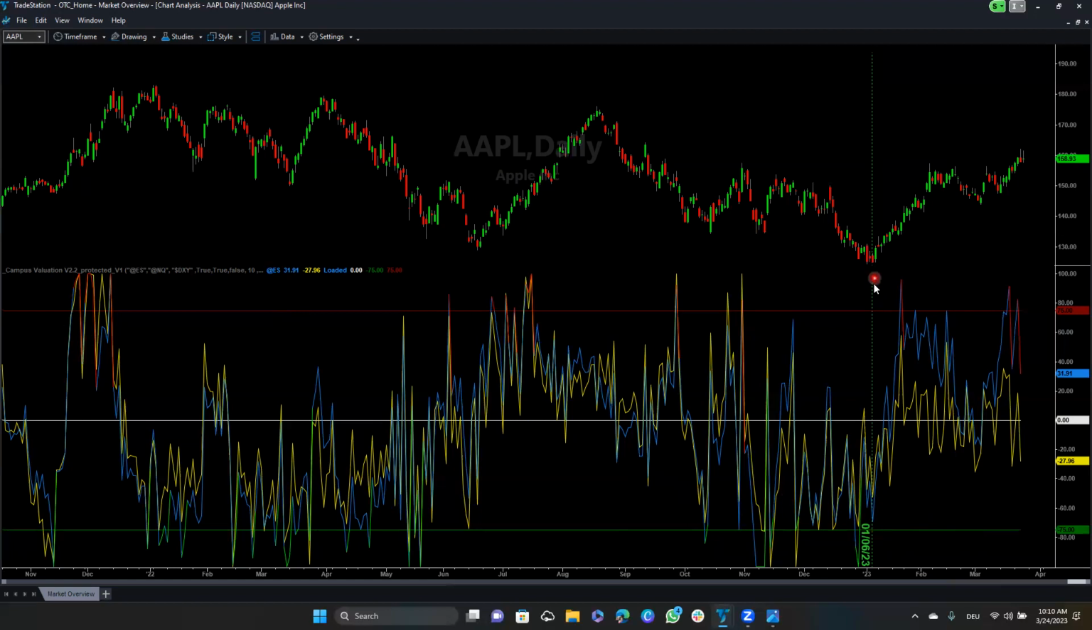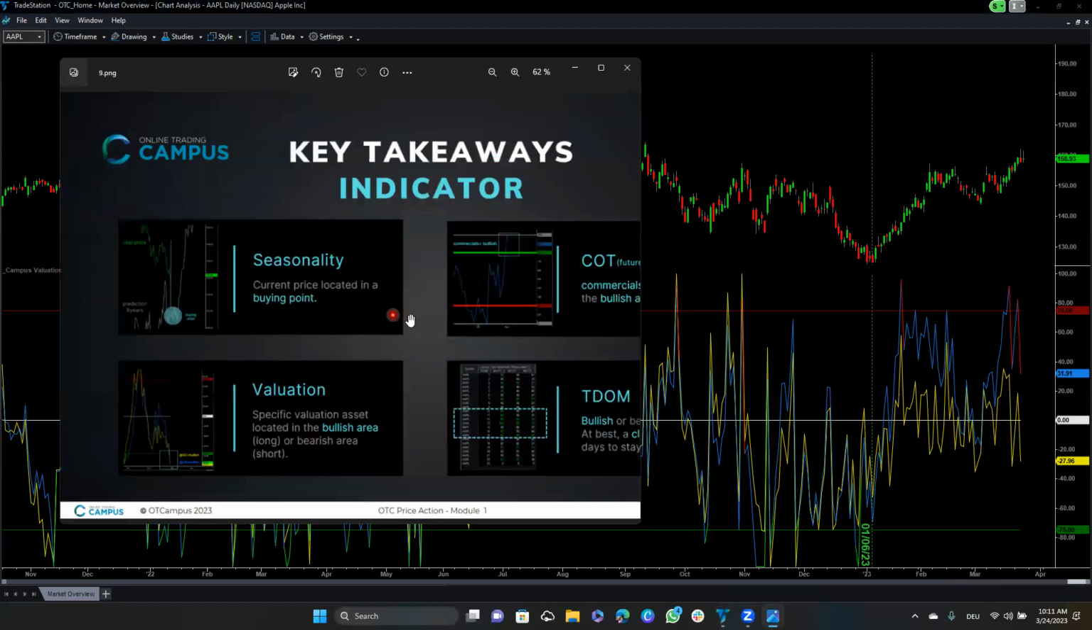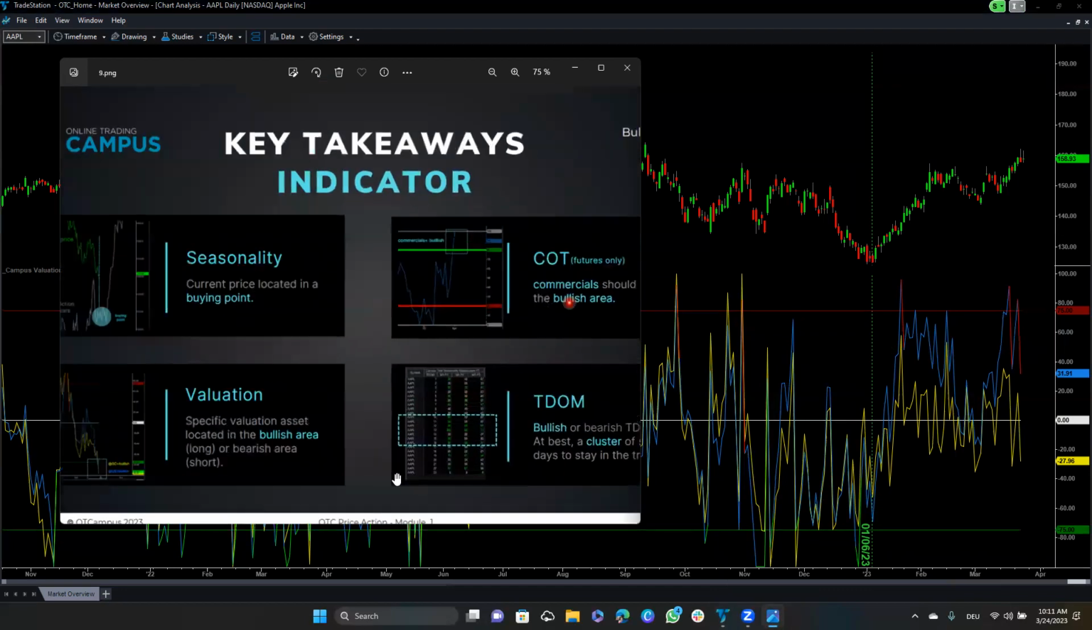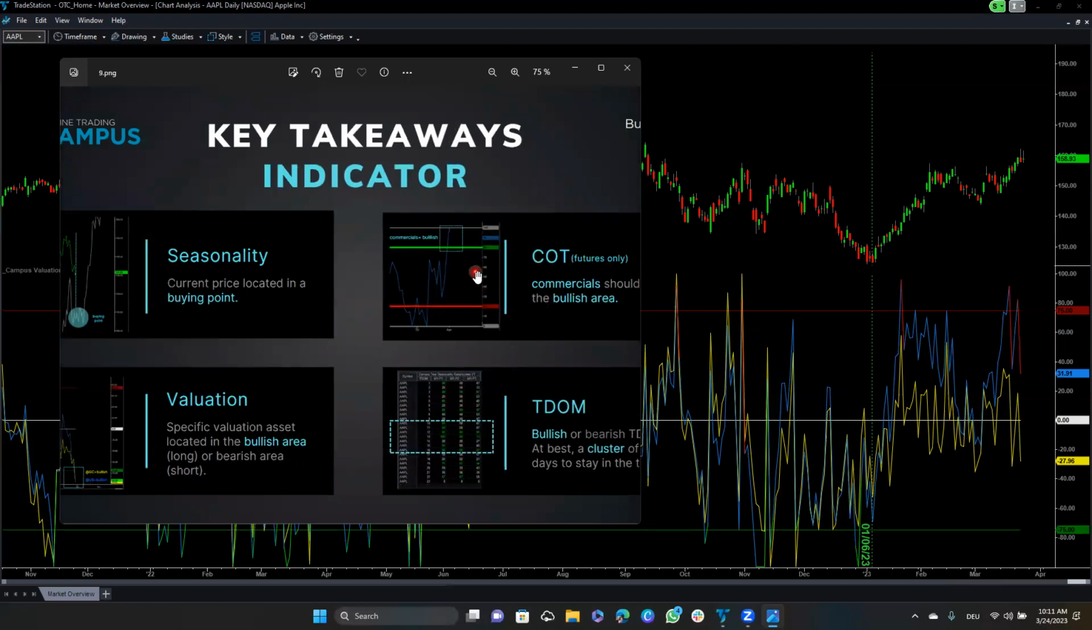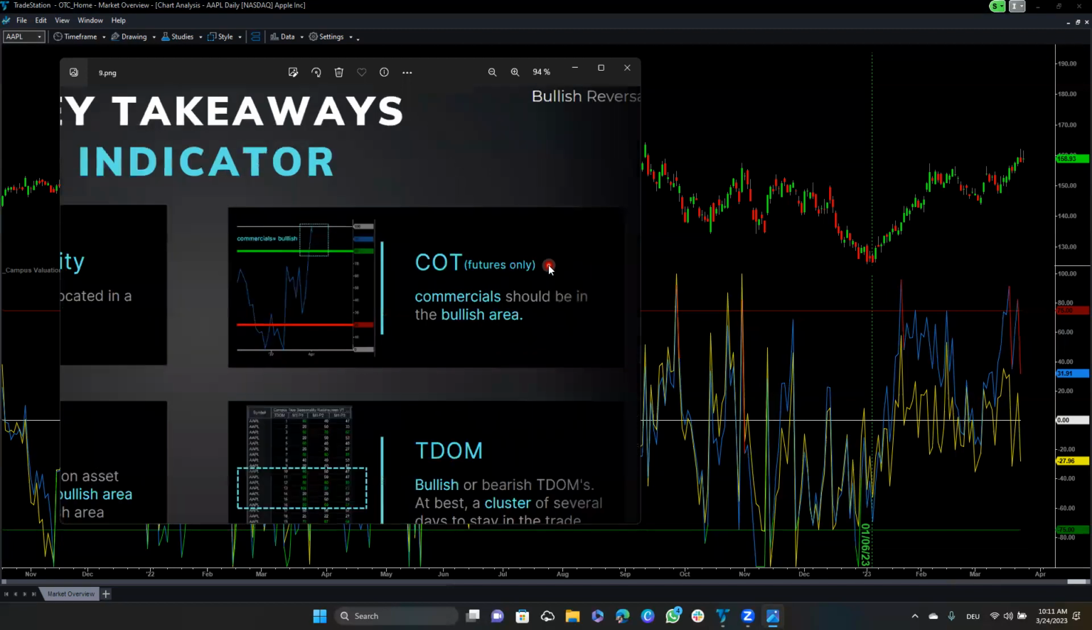What is really nice? Oh no, that is an indicator course, that's not my job here. Good. That's it. Here for the Apple valuation. The next one is we will go. COT makes no sense here right now, right? COT is futures only. The next sample will be a future, then we include also the COT.